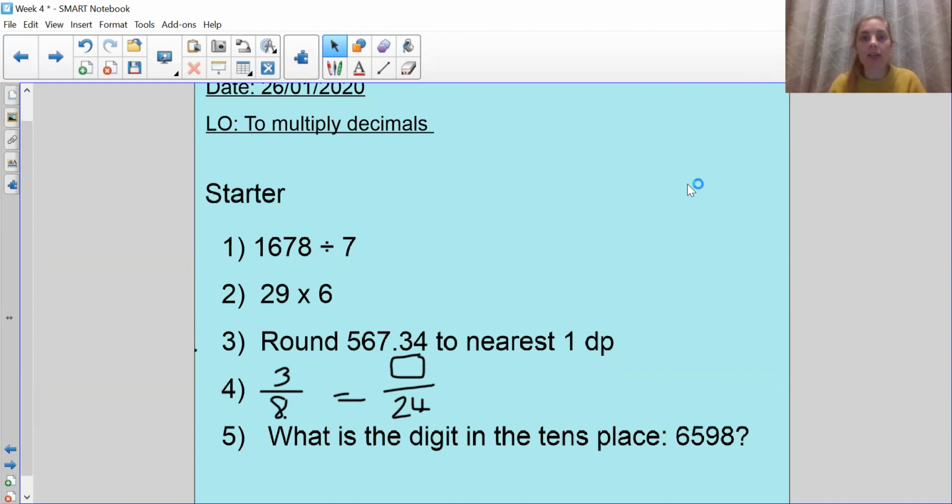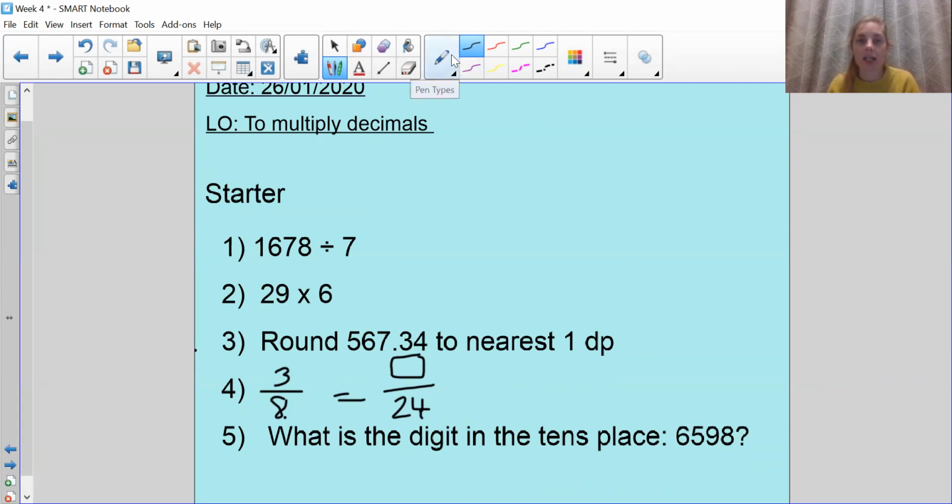But before we dive into that, we're going to be looking at our starter. So here are your 5 questions for your starter. All right, there's a division, there's a short multiplication. If you can remember back to using our rounding knowledge, rounding this number to 1 decimal place. This is our equivalent fraction knowledge. So what have I done to the 8 to get 24? That is a 4. That doesn't look very clear. So what must I do to the 3? And what is the digit in the tens place of this number? I just want the digit.